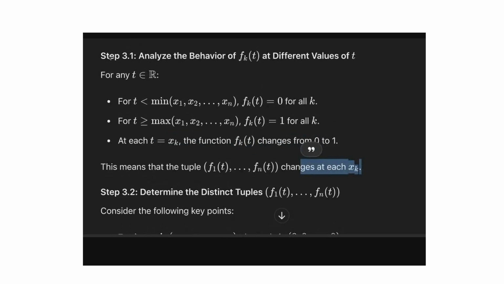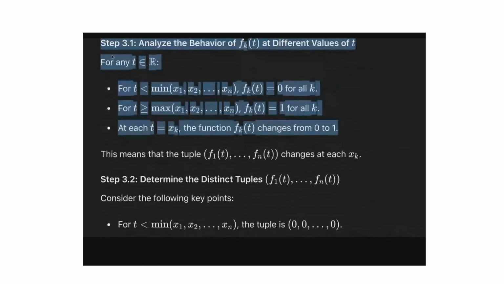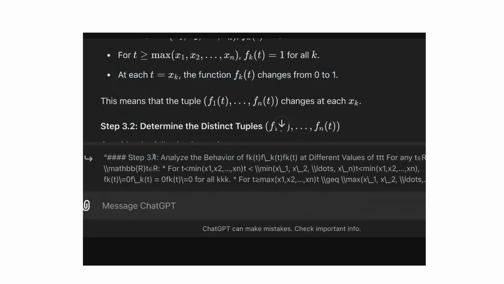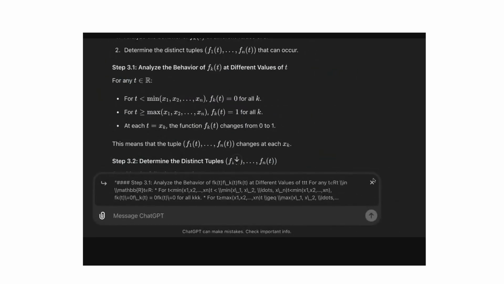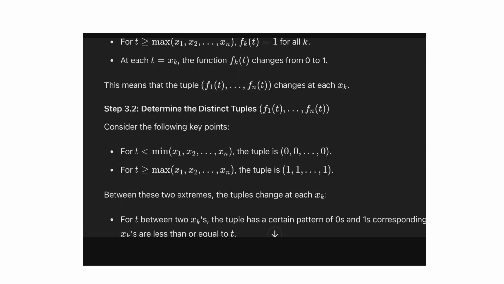Now, if you didn't understand, you can go here and ask it, please explain me further. You see, you select this and there is a button here. That means it's selecting that button, right? That's why it's helpful. This means that tuple, this is not there in other apps though. This means this will change at every k.